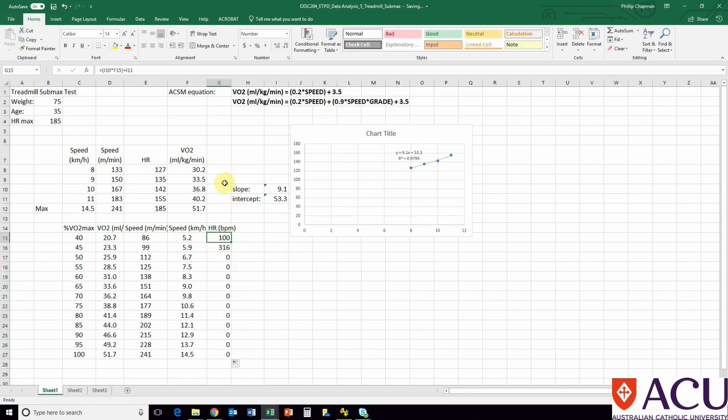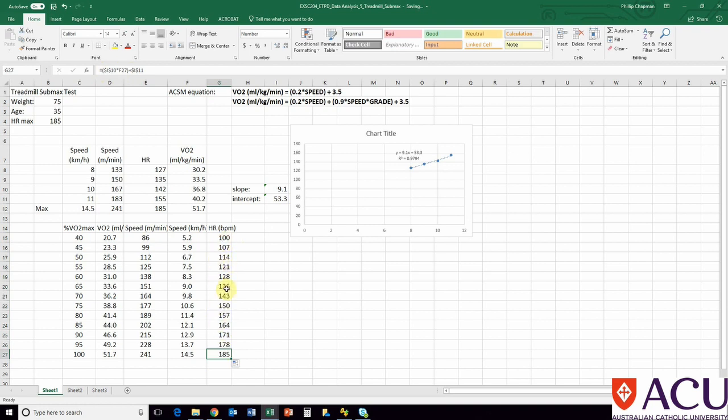Oops, sorry, I forgot my dollar signs. So our I, dollar sign and dollar sign. Always forget my dollar signs. There we go. So if I fill that down, great. So there's his max heart rate, 185, and these are all the heart rates in between.